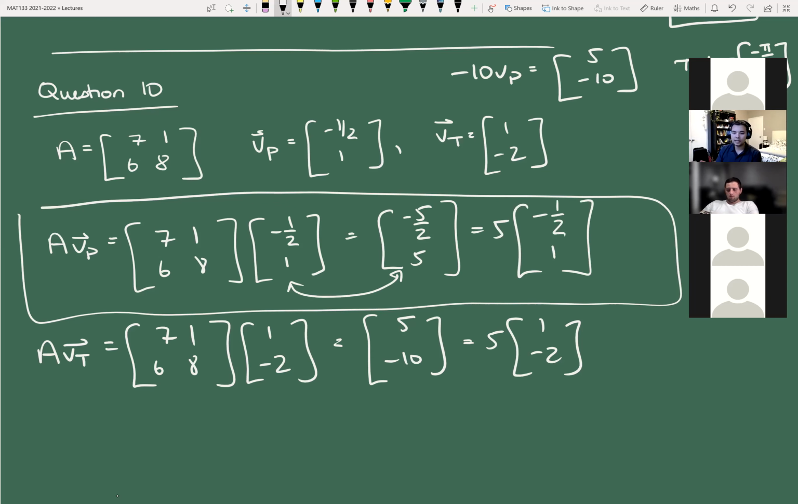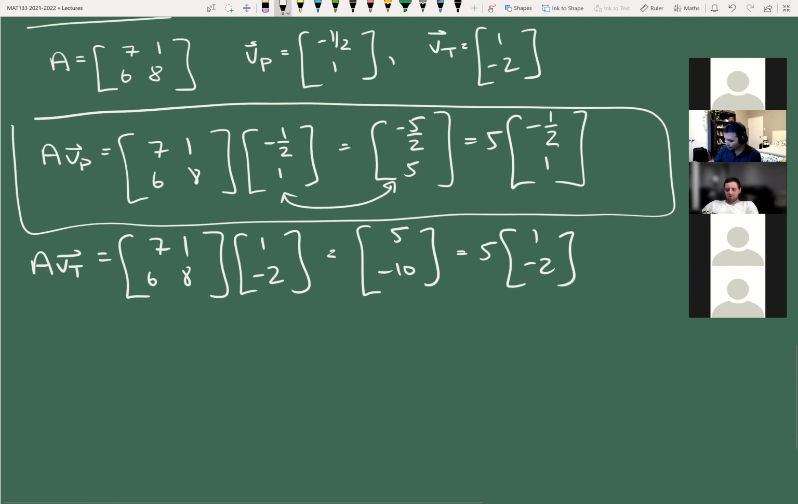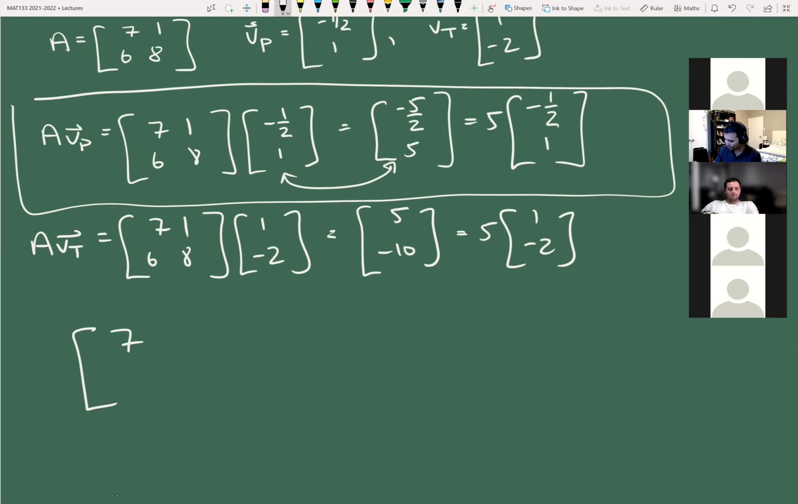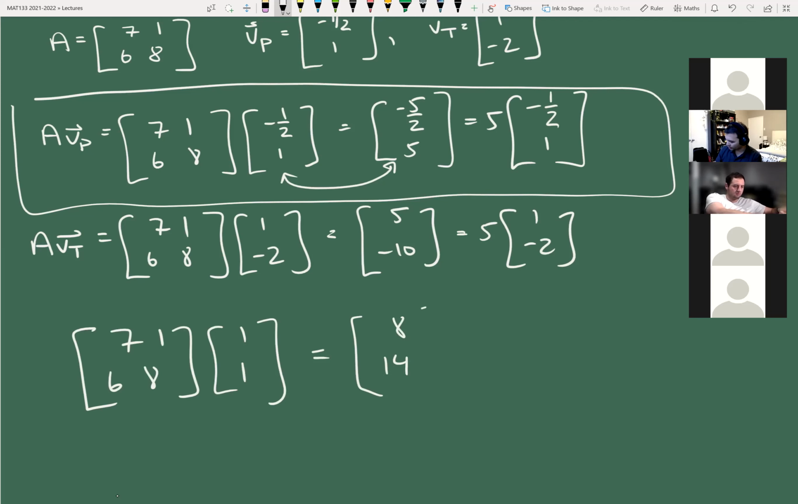Now, there's no guarantee that that's going to happen, right? So for example, let's just choose something totally different. Let's say I wanted to check if [1, 1] was an eigenvector. I carry this out, and what do I get? I get [8, 14], right? And I look at [1, 1] and [8, 14], and I say, is there any number I can multiply [1, 1] by to get [8, 14]? And I say, no, that's impossible, because I'd have to multiply by 8 so that the first number worked out and 14 so that the second number worked out. So this isn't an eigenvector.